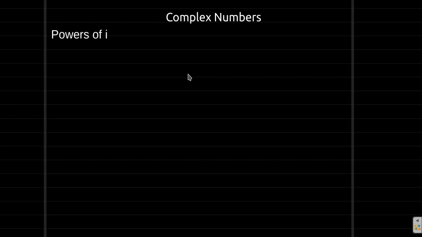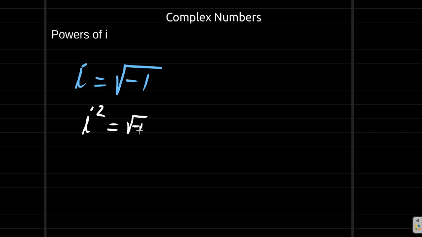So let us continue looking at complex numbers. We want to look at powers of i. Remember, as we said before, i is equal to the square root of -1. Now, suppose we consider i squared. What do we get? Well, it's the square root of -1 times the square root of -1.